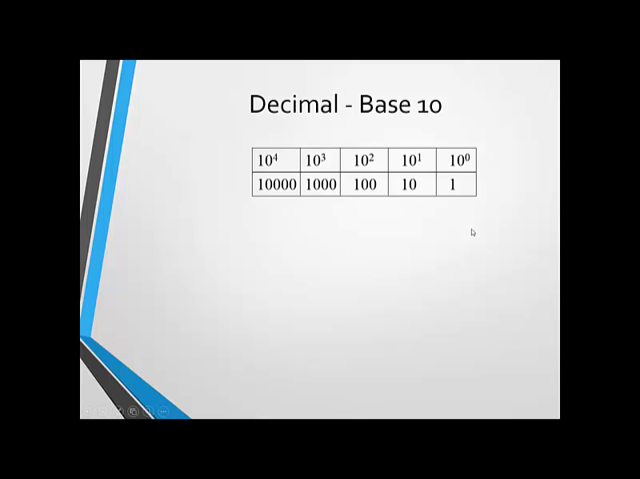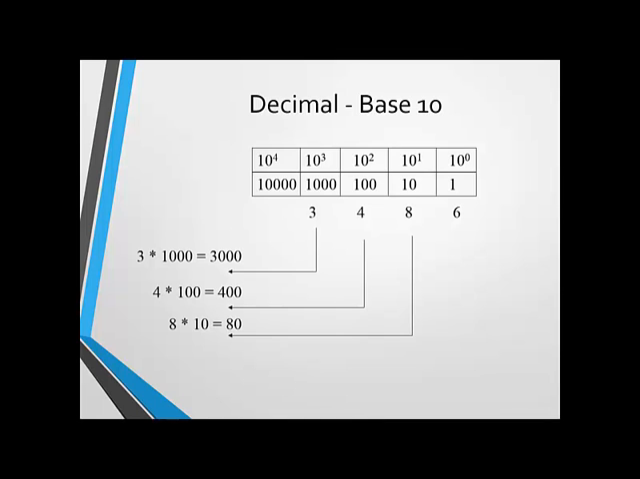So in base 10, we're used to using decimal. We don't even think about the conversion that we do when we look at a decimal number. If we took a decimal number, for example, 3,486, we automatically put a 3 in our 1,000s column, a 4 in our 100s column, an 8 in our 10s column, and a 6 in our 1s column. We don't even think about the fact that we're multiplying 3 by 1,000, 4 by 100, 8 by 10, and 6 by 1 to get that decimal number or value, 3,486. We just do it automatically.